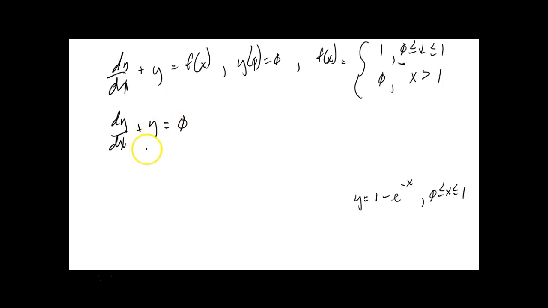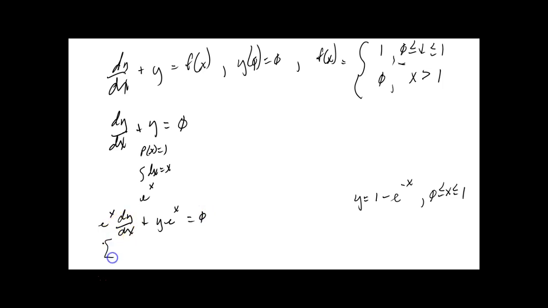Everything else was the same. The p of x was equal to 1. Your integral of that is equal to x. Your integrating factor is e to the x. And you multiply that and you get e to the x dy/dx plus y e to the x is equal to 0.